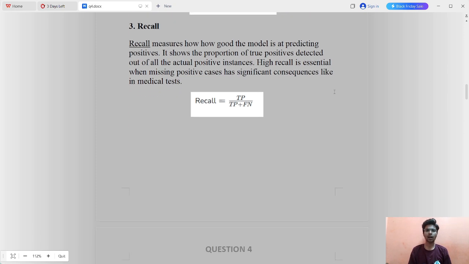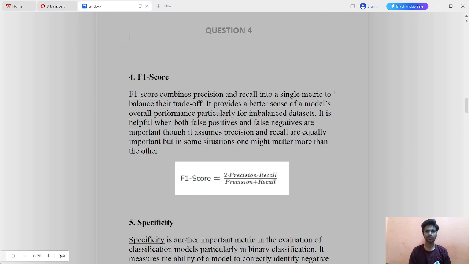Recall measures how good the model is at predicting positives. It shows the proportion of true positive detections out of all actual positive instances. High recall is essential when missing positive cases has significant consequences, like in medical tests. Recall formula is TP upon TP plus FN.